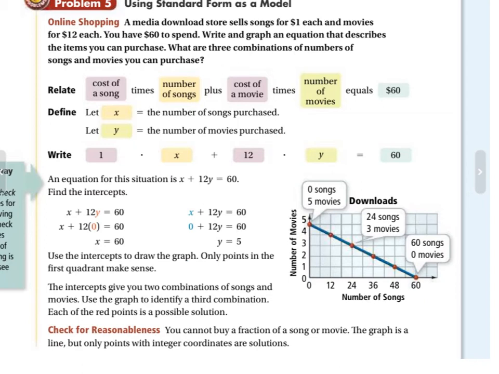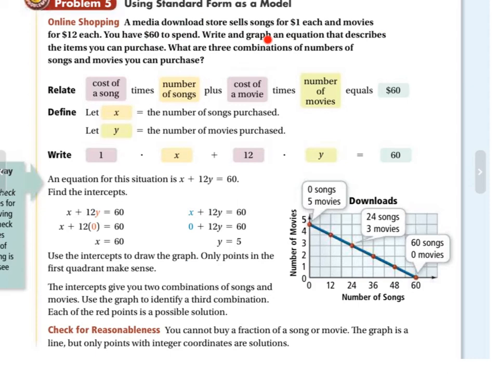Okay, so here's where we can start using two variables in an equation. Not quite systems yet, but fun stuff. So it says a media download store sells songs for $1 and movies for $12 each. You have $60 to spend. So you can start thinking, oh, you could buy 60 songs, right? Or 5 movies, whatever. Or anywhere in between.